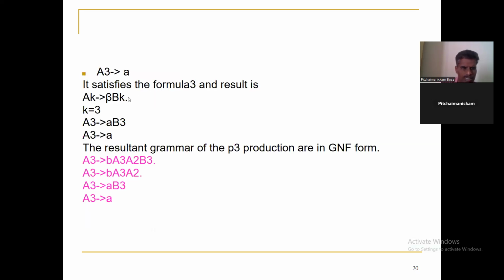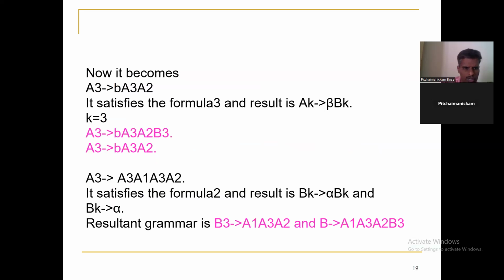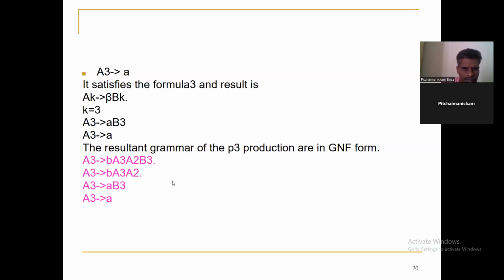So what we are going to do is, it satisfies the formula and the result is AK tends to beta BK, and that is this. Here BK tends to alpha, BK tends to alpha BK or BK tends to alpha. So what about the alpha here? Now there is A1, A3, A2 as an alpha. So you can note it down.